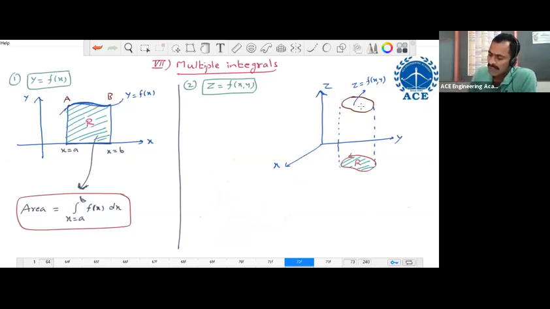Now look at this figure. It is an object in space, its projection is on the xy plane. Under this object, above the projection, we have some space region only. The volume of this space region is given by the double integral over R of f of x comma y dx dy.